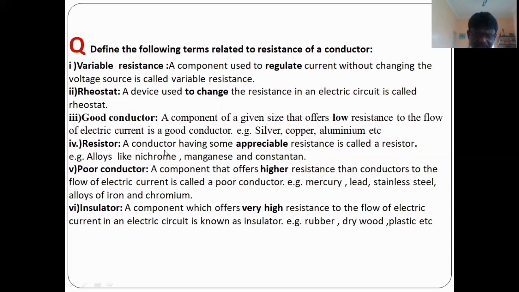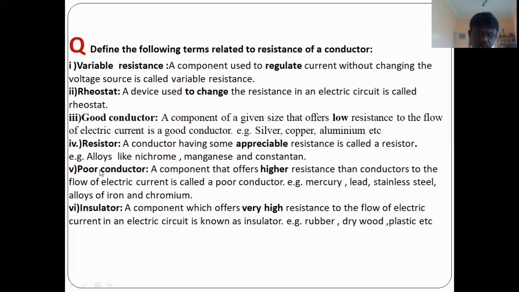Resistor: a conductor having some appreciable resistance. Appreciable means having some definite value, for example 1 ohm, 5 ohm, 10 ohm, 15 ohm. A conductor having some appreciable resistance is called a resistor. Examples of resistors are alloys like nichrome, manganese, constantan, and so on.